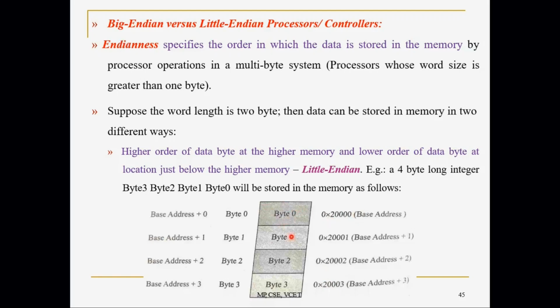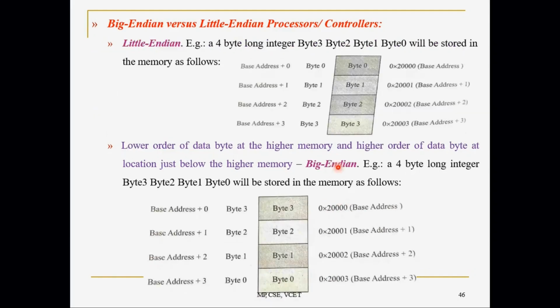So byte 0 is a lower byte. Byte 1 is a higher byte. Byte 2 is further higher. Byte 3 is the highest-most byte. So when the lower byte stores at the lower address, it is called little endian, whereas when the higher byte, byte 3, stores at the lower address, it is called big endian.